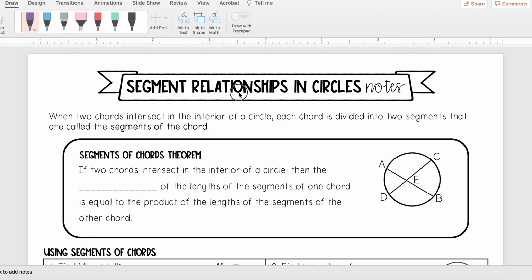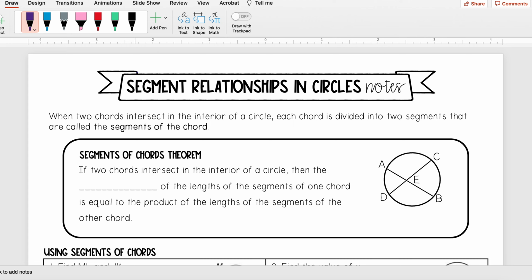Hello everyone. Today we'll be talking about segment relationships in circles. And we're going to be learning about 3 different theorems today. So first, just for some vocabulary, when 2 chords intersect in the interior of a circle, each chord is divided into 2 segments that are called the segments of the chord.